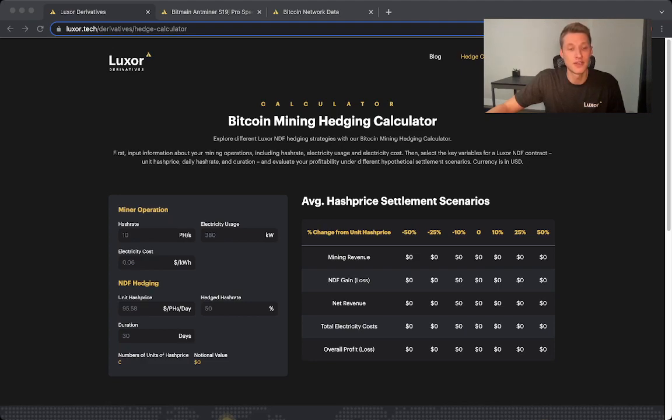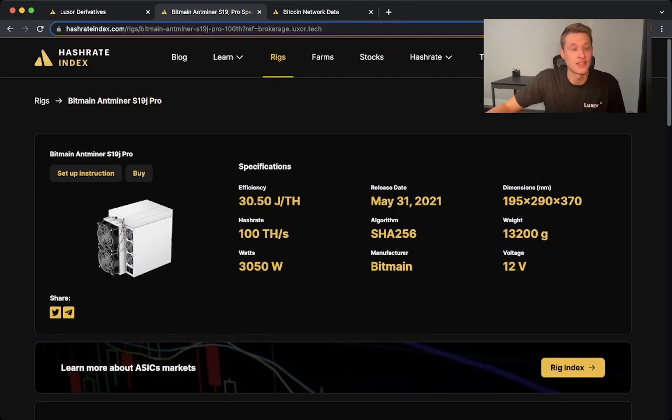So to use Luxor's hash price hedging calculator, you have to do two simple steps. The first is to input information in these top three boxes: hash rate, electricity usage, and electricity costs, about the specifics of your Bitcoin mining operation. So for this example, I'll pretend that I have 100 S19J Pros operating. And to get information on the hash rate and electricity usage, I'm going to visit hashrateindex.com/rigs, which will get me all the information about the machines in my fleet.